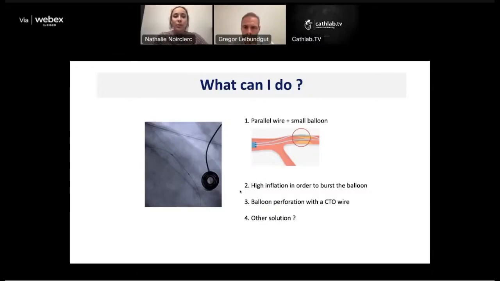Maybe to make a perforation with a CTO wire, but the problem is that the balloon was already half deflated, so it's very risky. Another solution could be to cut the shaft, advance a guide extension very far, and try to pull very hard and retrieve all the material, but I really did not feel confident about it. So maybe, Gregor, you have another idea?